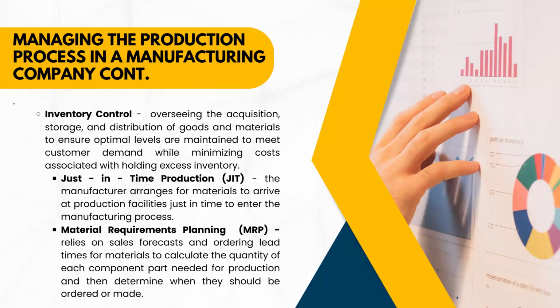Just-in-time production, also known as JIT, is when the manufacturer arranges for materials to arrive at production facilities just in time to enter the manufacturing process. Material requirement planning, also known as MRP, relies on sales forecasts and ordering lead time for materials to calculate the quantity of each component part needed for production and then determine when they should be ordered or made.